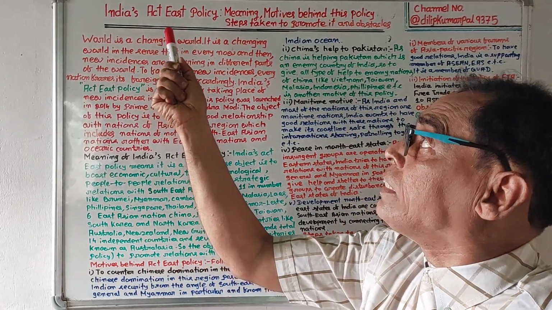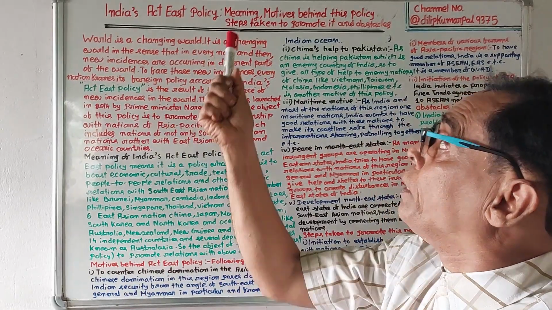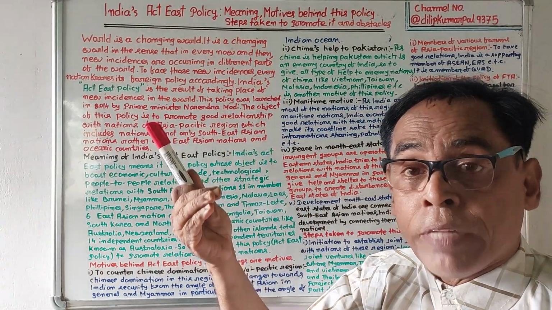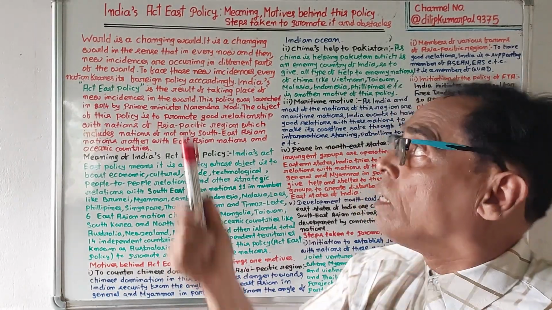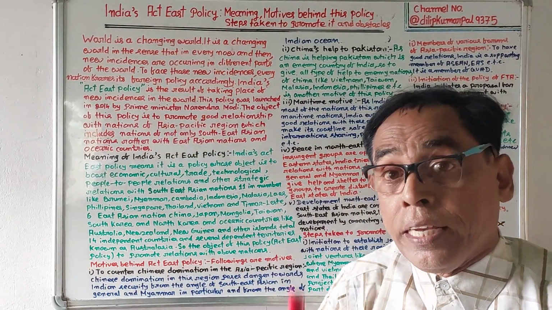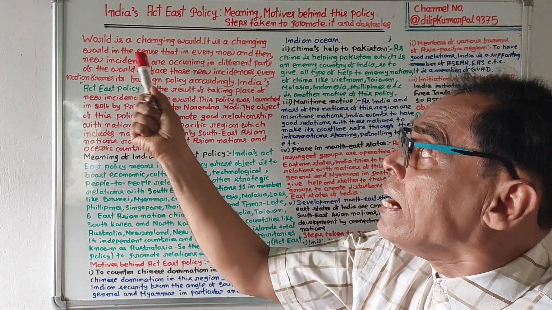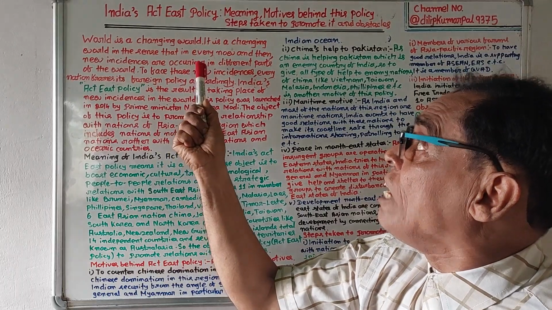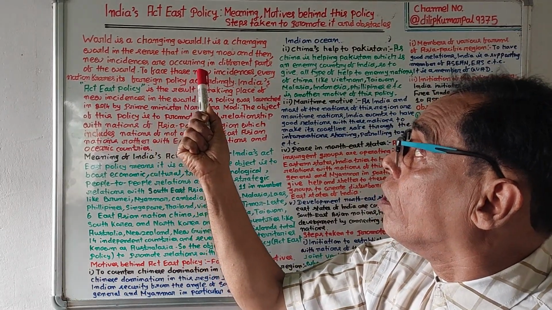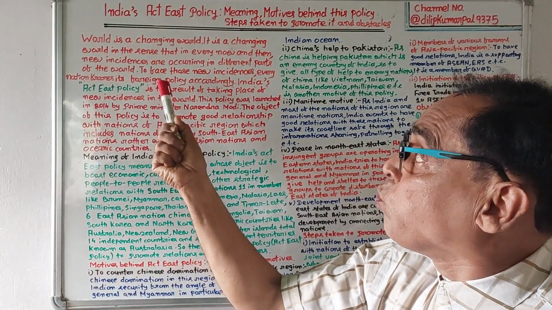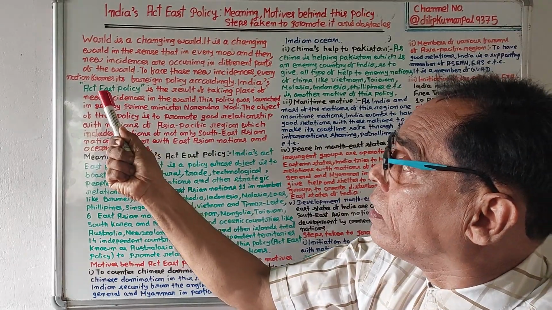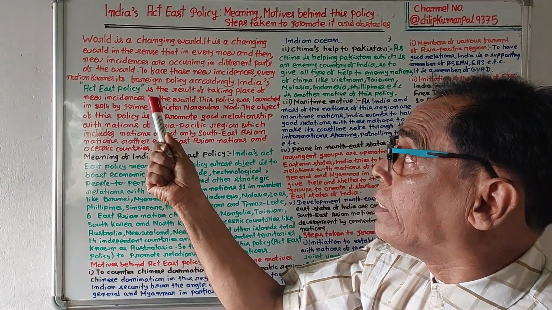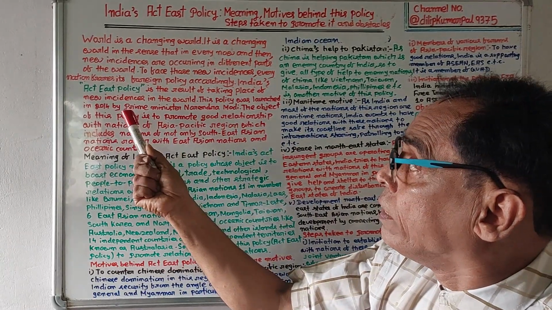Let us start. India's Act East Policy. We'll discuss first of all its meaning, then motives behind this policy, steps taken to promote it, and obstacles before it. What is India's Act East Policy? World is a changing world. It is a changing world in the sense that every now and then, new incidences are occurring in different parts of the world. To face those new incidences, every nation frames its foreign policy accordingly. And India's Act East Policy is the result of new incidences in the world.